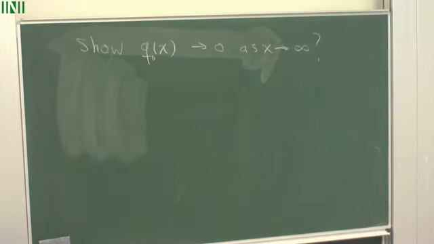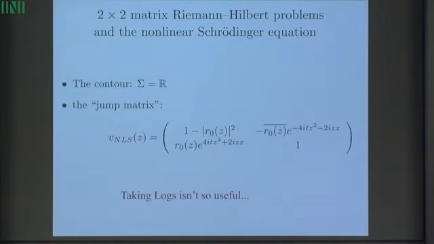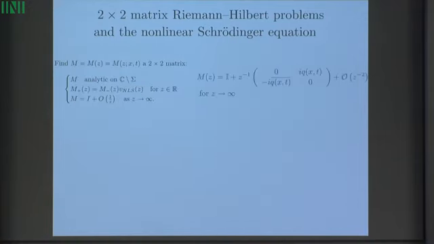How do you show that the potential, which is determined by this jump matrix, goes to 0 when x goes to infinity? I remind you the potential is obtained by looking at the large z asymptotics of the solution of this Riemann-Hilbert problem. Maybe a simpler version of the question is, if x is large and positive, can I prove that M is close to the identity matrix everywhere? So there are one or two steps to see that.